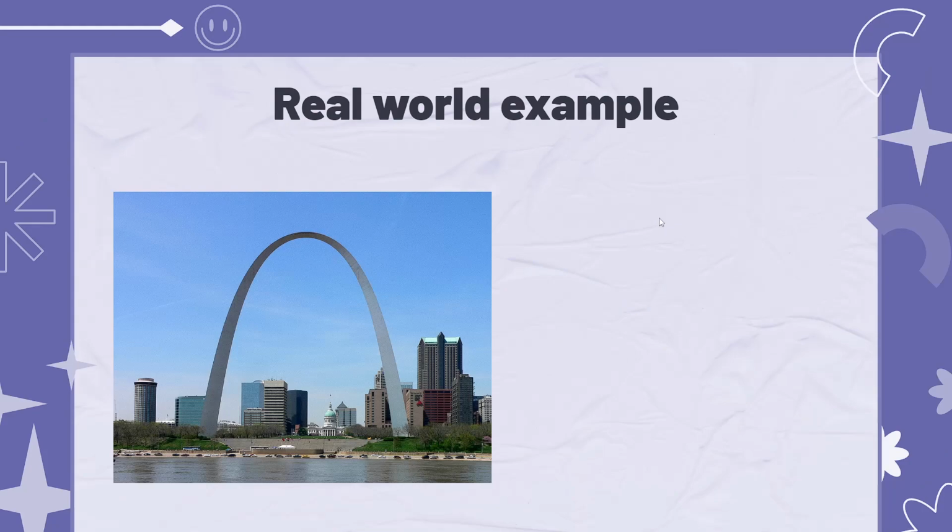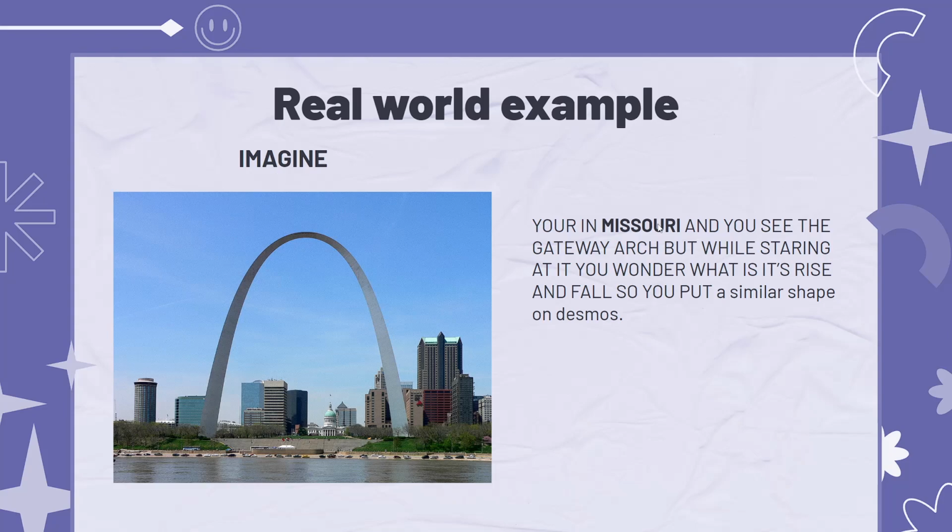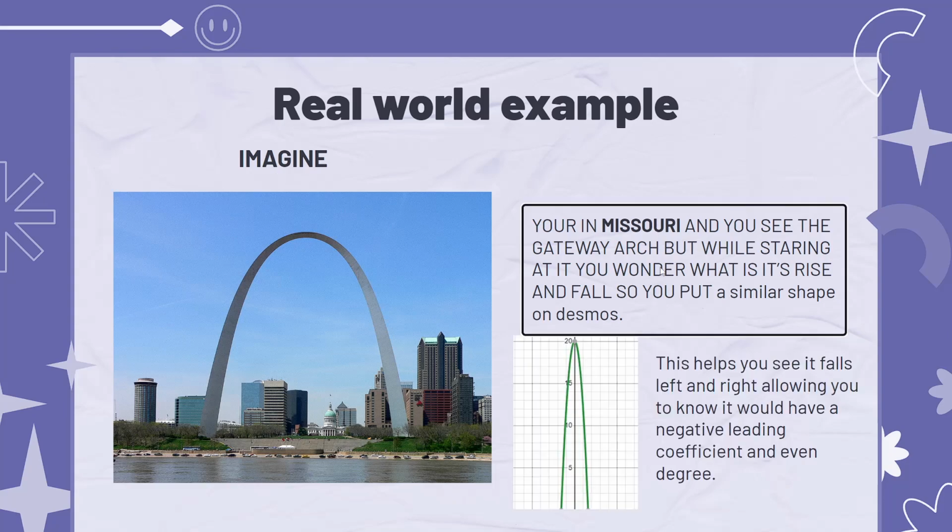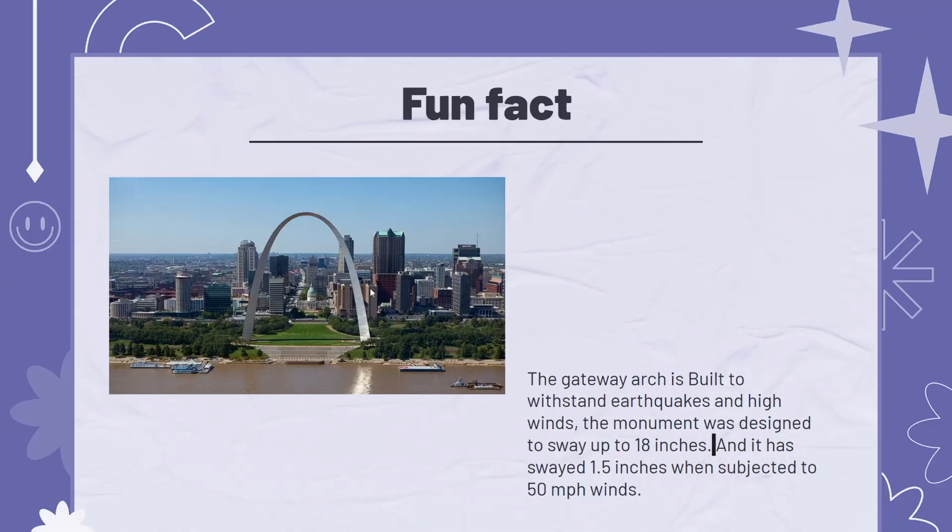And here's a real world example of it. Just imagine, if you were in Missouri and you see the Gateway Arch, but while staring at it, you wonder, what is its rise and fall? So you put a similar shape on Desmos. This helps you see it falls to the left and rises to the right, allowing you to know it would have a negative leading coefficient and even degree. And this can also help with projects such as architecture and things.